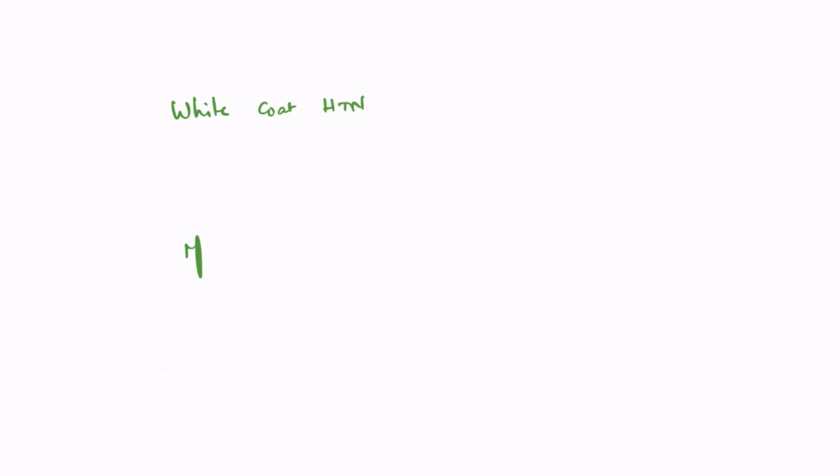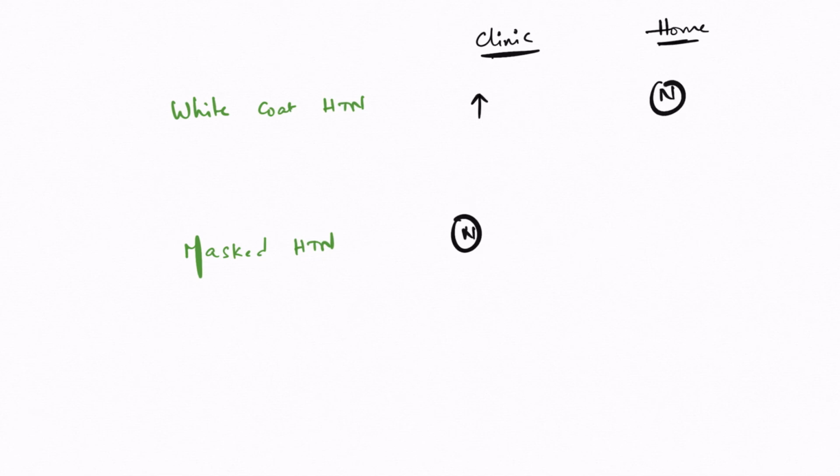Coming to 2 important terms, white coat hypertension and masked hypertension. We should measure the blood pressure of these patients in the clinic and outside the clinic, that is, at home. In white coat hypertension, at the clinic the BP will be raised and at home it will be normal. In masked hypertension, at the clinic the BP will be normal and at home the BP will be raised.